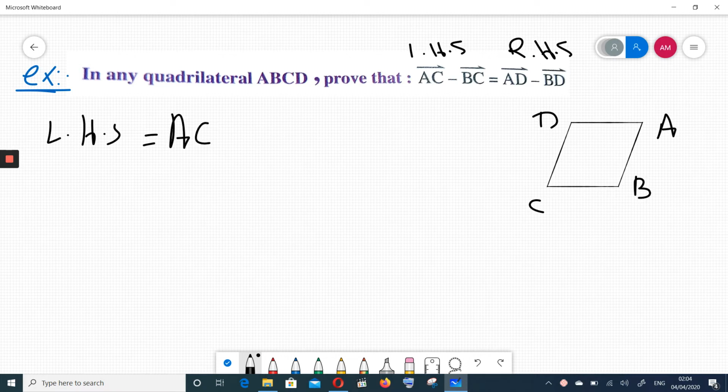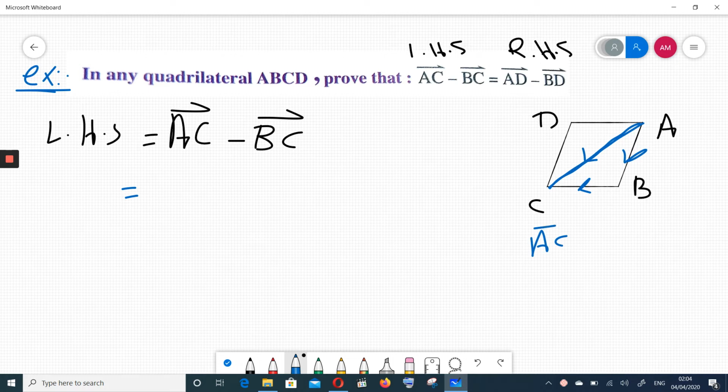It's AC, the vector of AC minus vector of BC is going to be what? AC, this is the diagonal from A to C. What about if we say this is AB and BC? So the answer is going to be AC. So AC, the vector of AC is going to be the vector of AB plus the vector of BC. Let's cancel AC and we put its value.